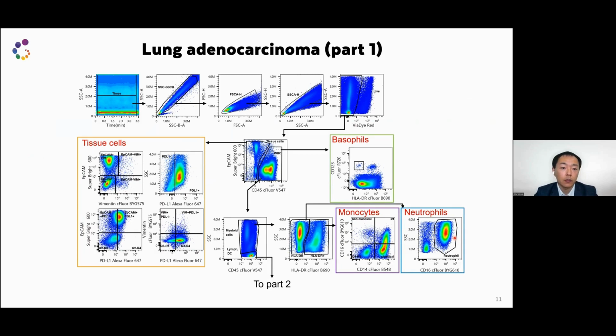This is flow data from a lung adenocarcinoma sample. From the time gate, the stability of the cell flow was very good. We used two side scatters, side scatter from blue and side scatter from violet, to remove the doublets and the debris. Then we gated on the live cells and separated them into tissue cells and immune cells. For the tissue cells, we keep an eye on the expression of EpCAM, the marker I mentioned, and PD-L1. We can see from this graph that PD-L1 is mainly expressed on EpCAM positive cells.